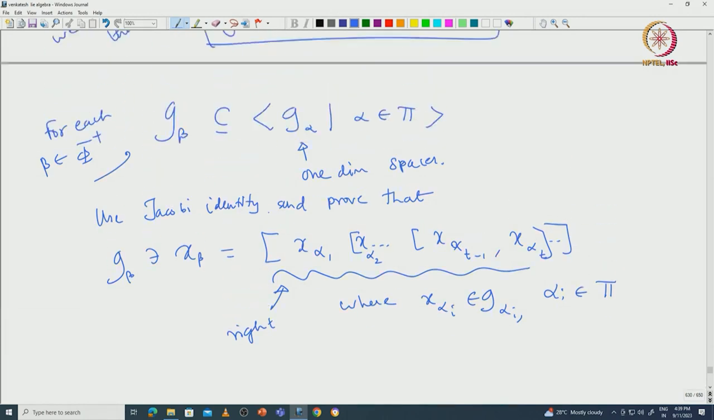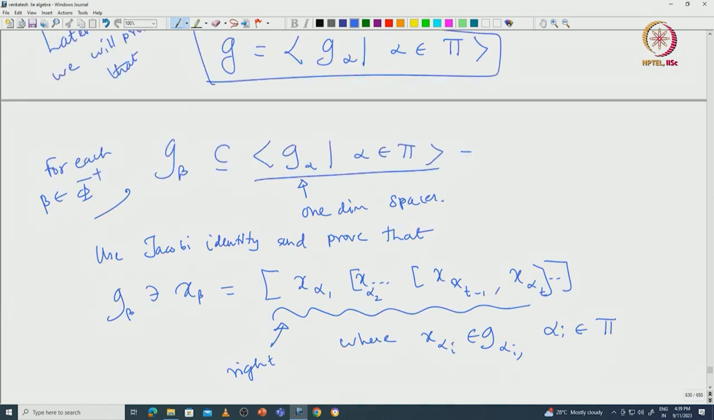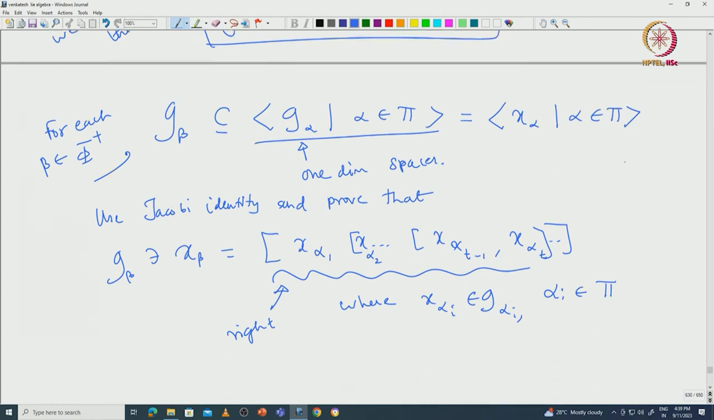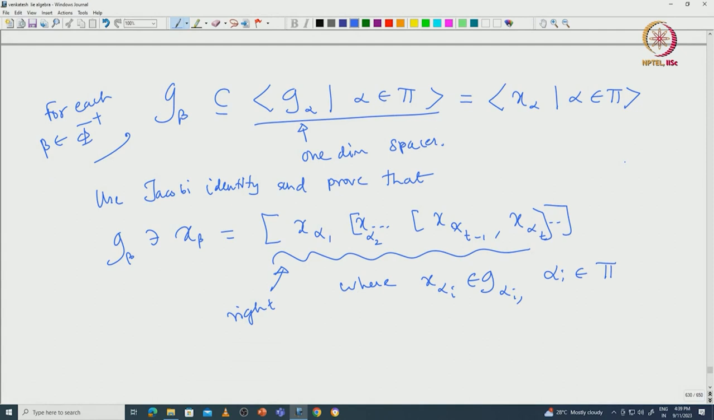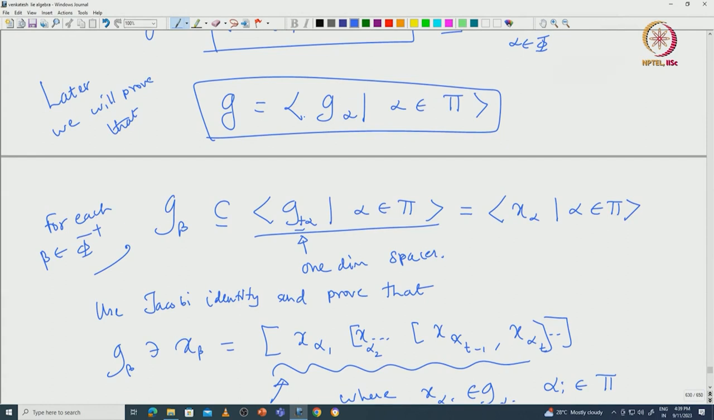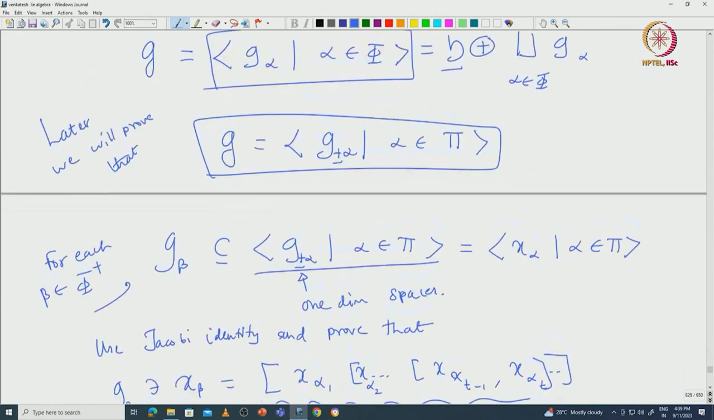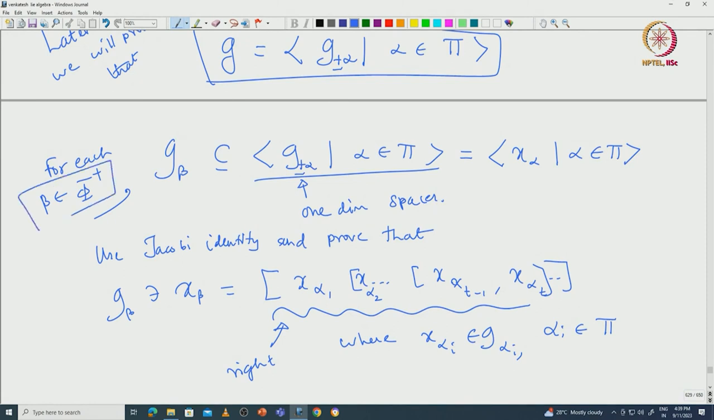So, once we know that g alpha generate, alpha in pi, then it is immediate that X alpha will generate, when alpha comes from pi. So, in particular, okay, sorry, we have to use both X alpha as well as minus alpha. So, what I said is wrong. So, we can prove that g is generated by both g alpha as well as g minus alpha. Okay. So, in particular this g beta for beta in phi plus, you can claim that this will be inside your subalgebra generated by g alpha, alpha in pi, which you can prove is generated by X alpha, alpha coming from pi.